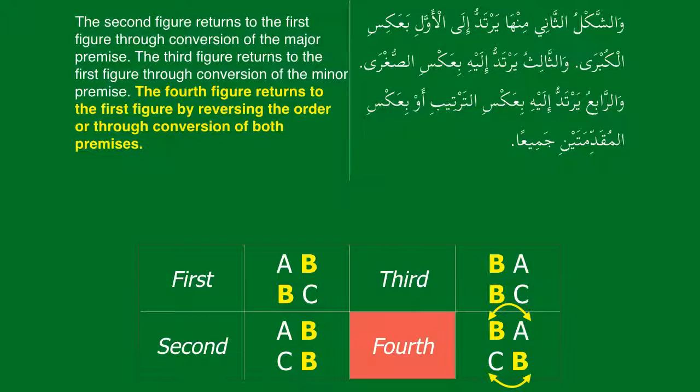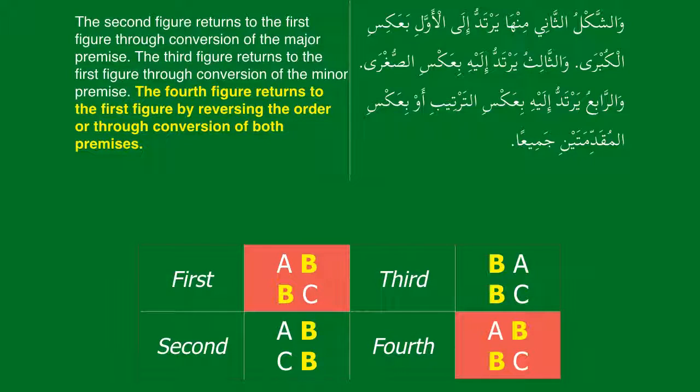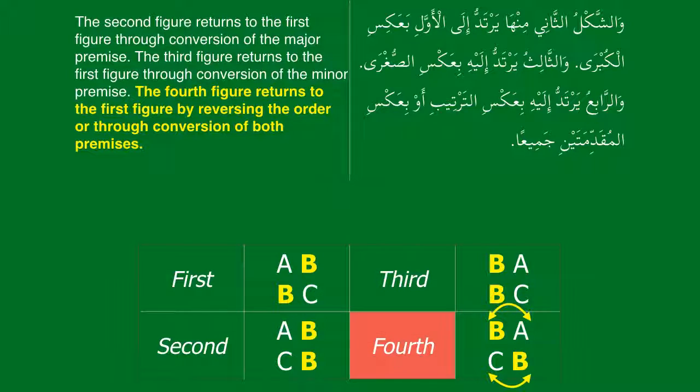With the fourth figure, you convert both premises, because it's a complete reverse of the first figure. So the fourth figure returns to the first figure by reversing the order, or through conversion of both premises. What I illustrated was conversion of both premises, but you can also reverse the order. If you looked at the original form, it was BA, CB. If you put the second one first and the first one second, you get CB, BA, and just call it CA, and call it AC, and it becomes the first figure.